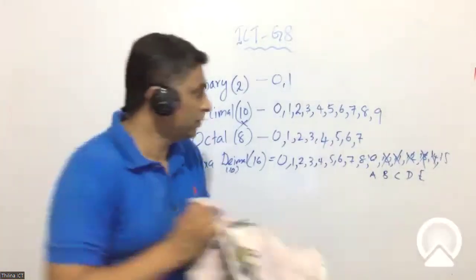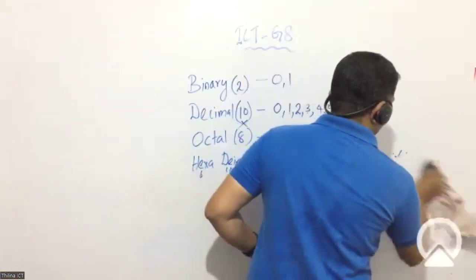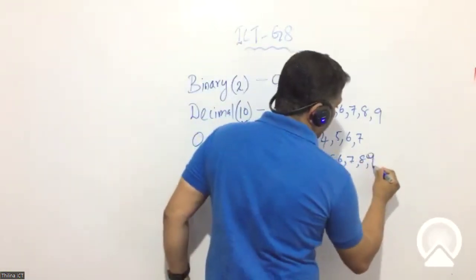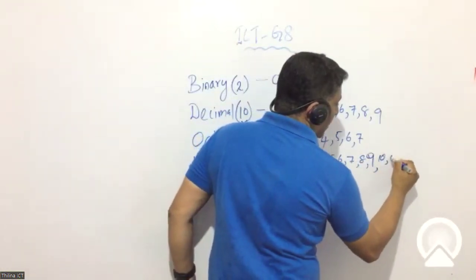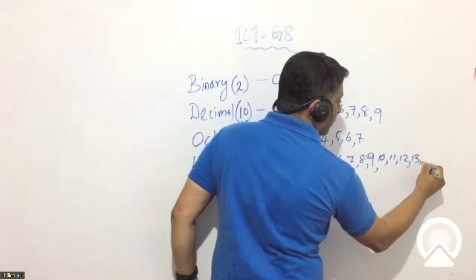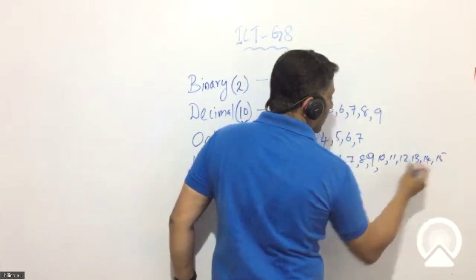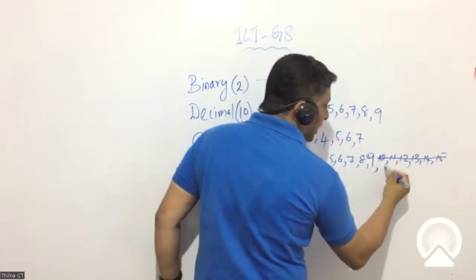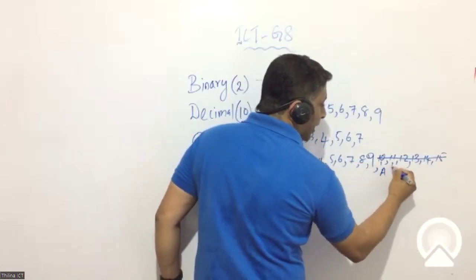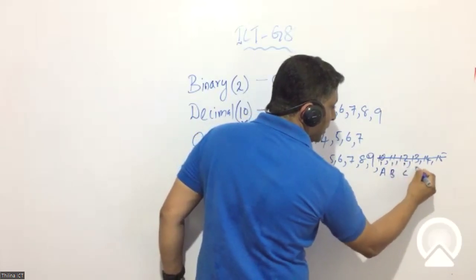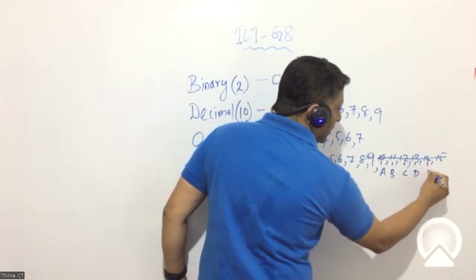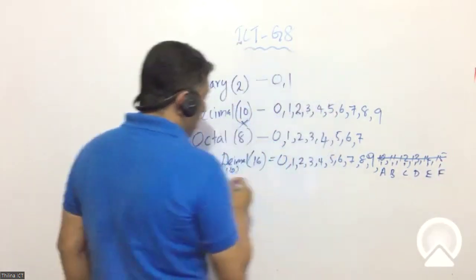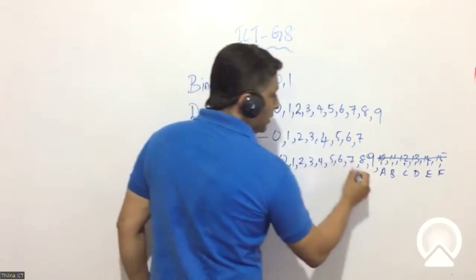So I did a mistake. Up to 9, it represents the same, right? 10, 11, 12, 13, 14, 15, right? After 9, we don't use this format. Instead, for 10 we say A, 11 it's B, 12 it's C, 13 it's D, then E, and for 15 it's F. So that's how the hexadecimal number system works.